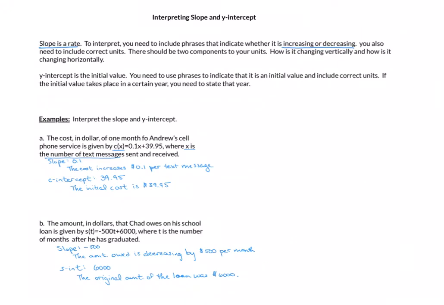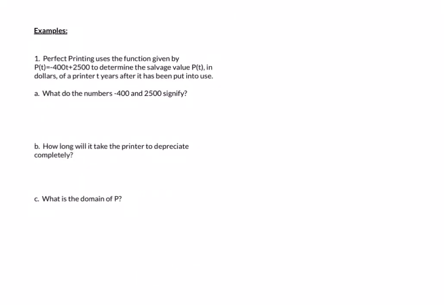Okay, so that takes care of some of those. Let's go ahead and try a couple more, get some more practice. We're also going to do a couple other things in order to interpret these. Let's look at this first example. It says Perfect Printing uses the function given by P of t equals negative 400t plus 2500 to determine the salvage value, P of t, in dollars of a printer t years after it has been put into use.